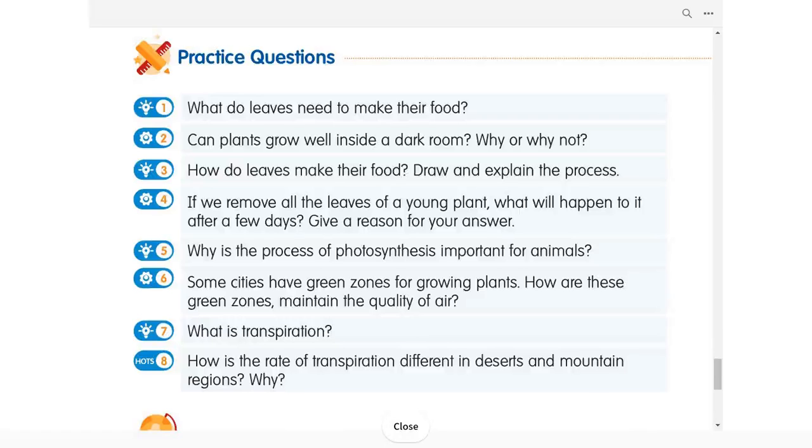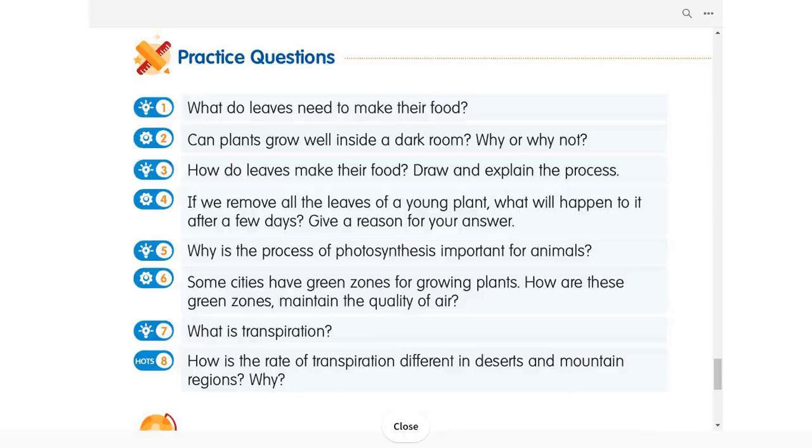What do leaves need to make their food? Leaves need water, sunlight, and carbon dioxide to make their food. Okay? Next question. Can plants grow well inside a dark room? Why or why not? What do you think?